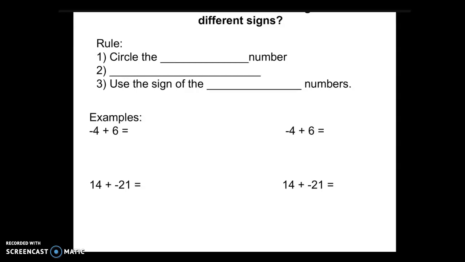All right, so we could draw a bunch of positive and negative signs all the time, or we could come up with a rule. So our rule for adding different signs is going to be circling the bigger number. So we're not looking at any positive signs or negative signs when it comes down to this. We are just looking at the numbers. Number 2 tells us we are going to actually subtract. We're not going to add. And then we're going to use the sign of the circled numbers.